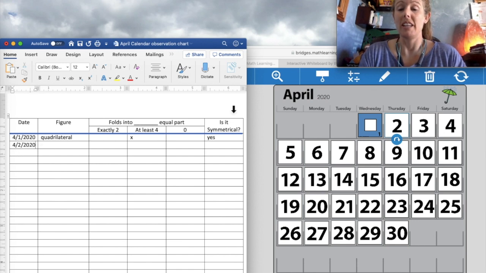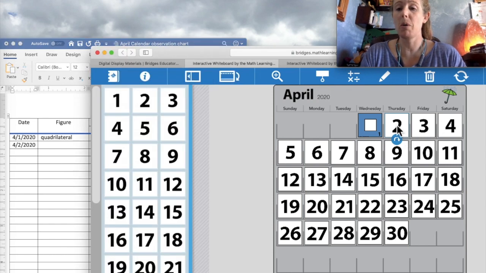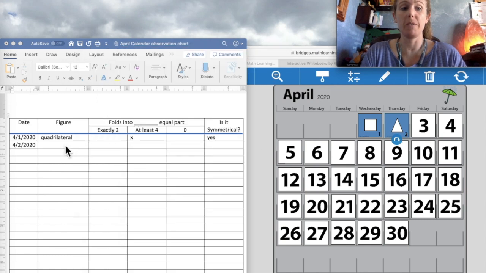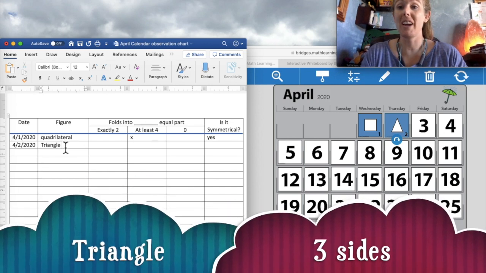All right, let's think if your prediction, your guess, is right. Let's go ahead and flip over our card. Today we have a triangle. Our figure is a triangle. Can you remember what makes a triangle so special? That's right, it has how many sides? Three sides, and they don't always have to be equal.